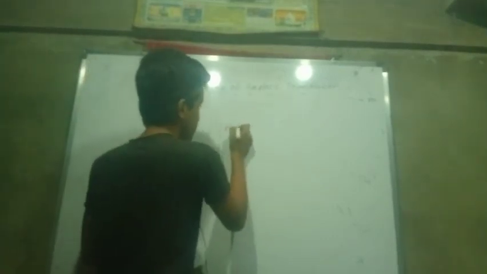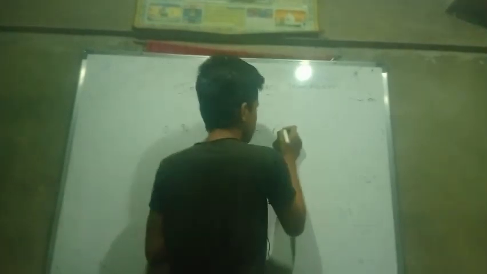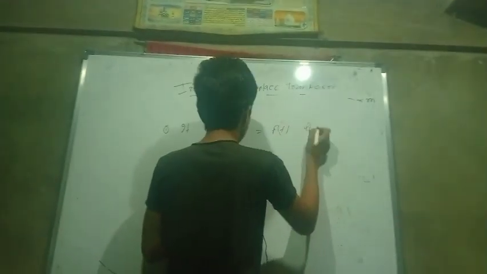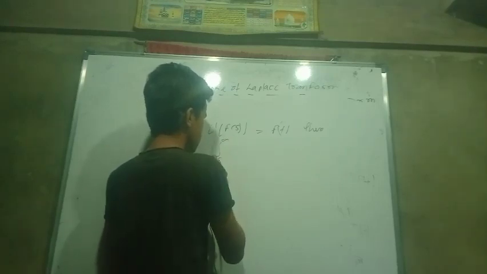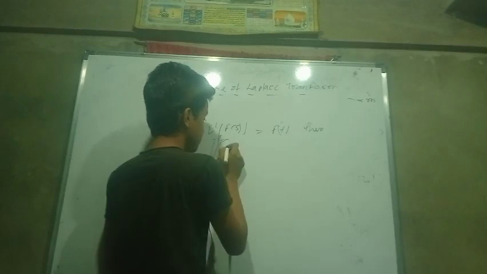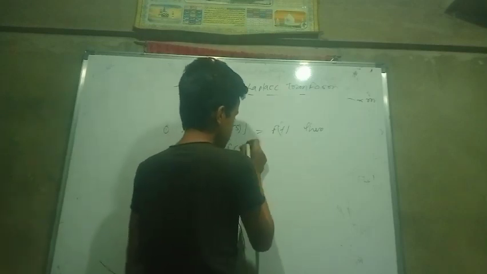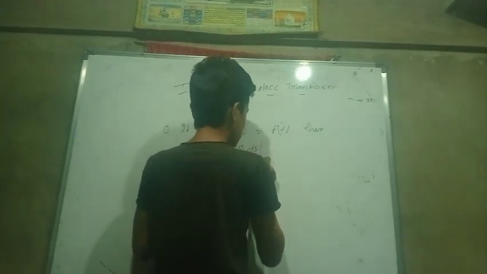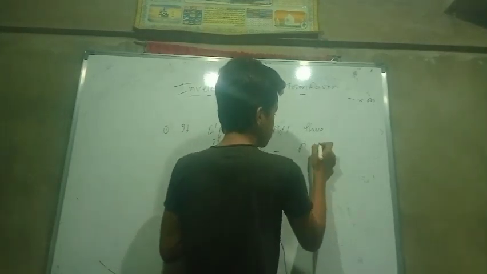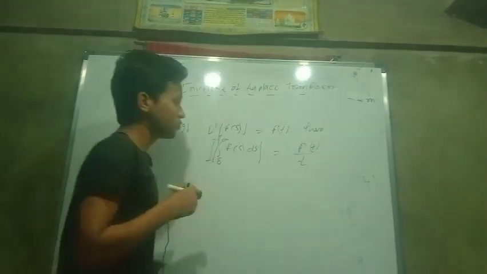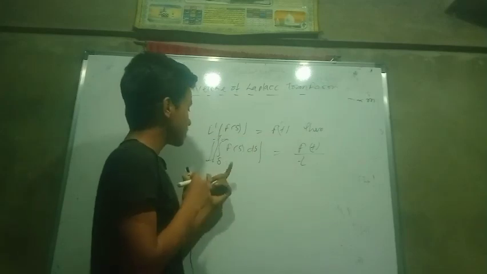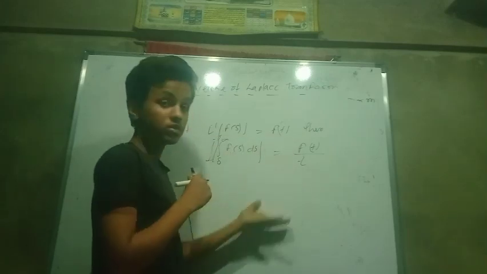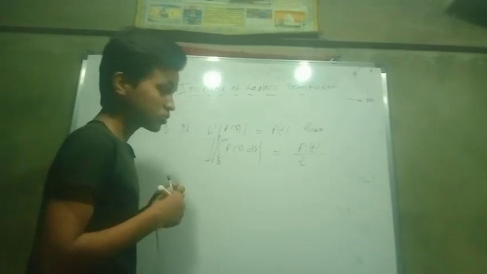If the Laplace transform of f(t) equals F(s), then the integral from s to infinity of F(s) ds equals... There is nothing to prove here, that is our main concept. If the Laplace inverse of F(s) equals f(t), then the inverse of the integral from s to infinity of F(s) ds equals f(t) by t. Okay, so that is our concept.